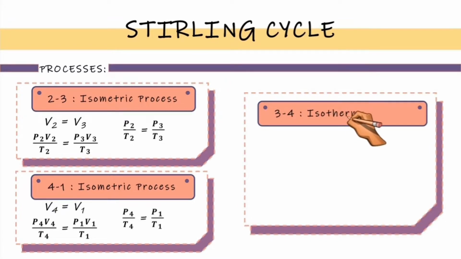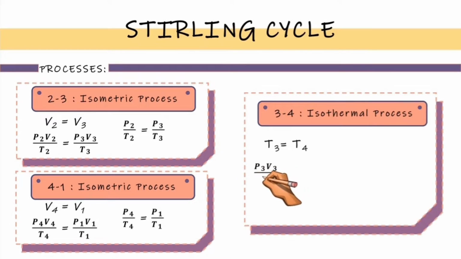The process 3 to 4 is also an isothermal process like process 1 to 2, but this process involves heat rejection. Since it is an isothermal process, the temperature is constant, so we can say that T3 is equal to T4. The combined gas law will be used again for these points, so P3V3 over T3 equals P4V4 over T4. Then, excluding the temperature from the formula, it will become P3V3 equals P4V4.